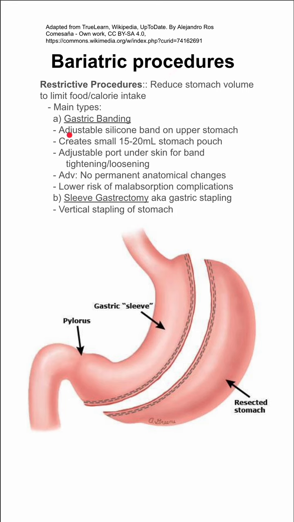Gastric banding has an adjustable silicone band on your upper stomach. It creates a small 15 to 20 cc stomach pouch, and it has an adjustable port under the skin for band tightening or loosening. The advantage is that you have no permanent anatomical changes, and you have a lower risk for malabsorption complications. The other restrictive procedure is sleeve gastrectomy.